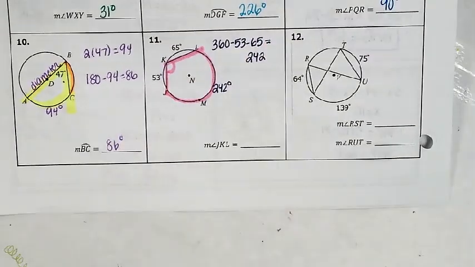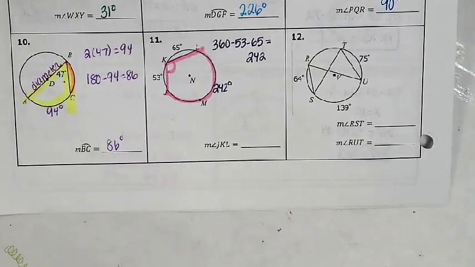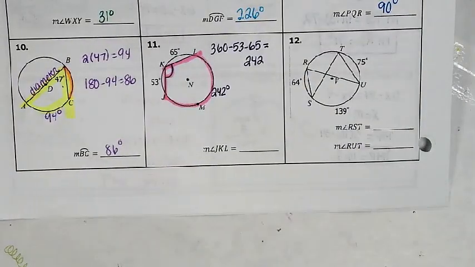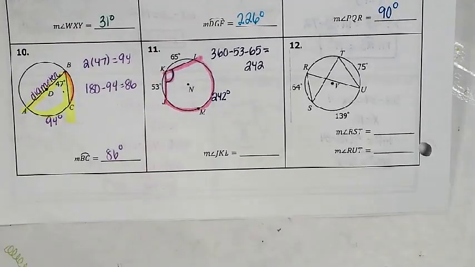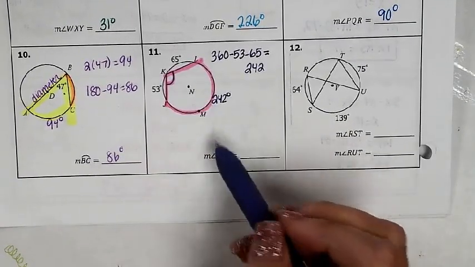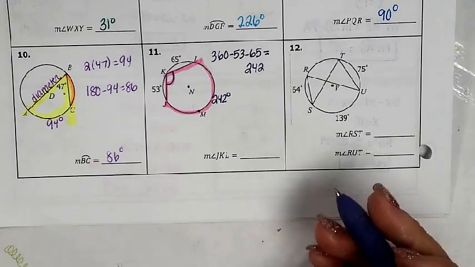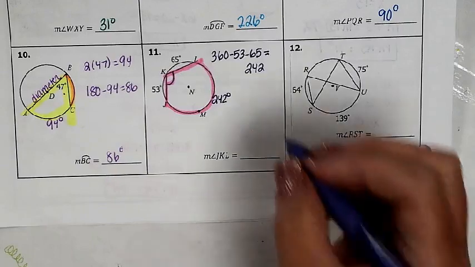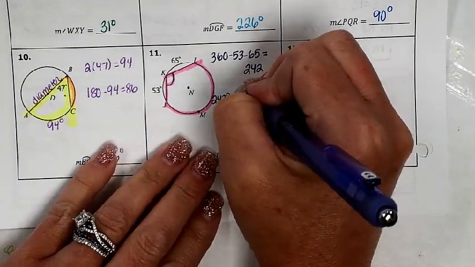But I need to find this angle here. So angle on the circle. I have the arc, so do I need a half or double this arc? Half it. So 242 divided by 2 is 121.